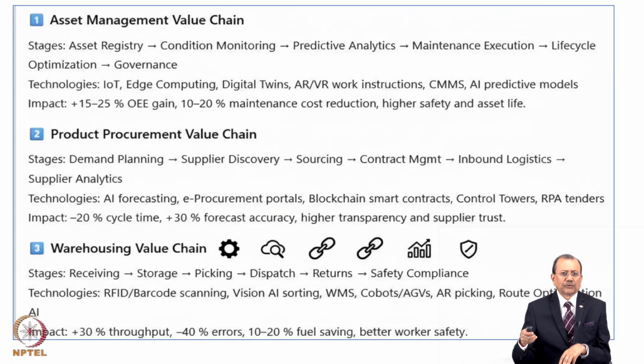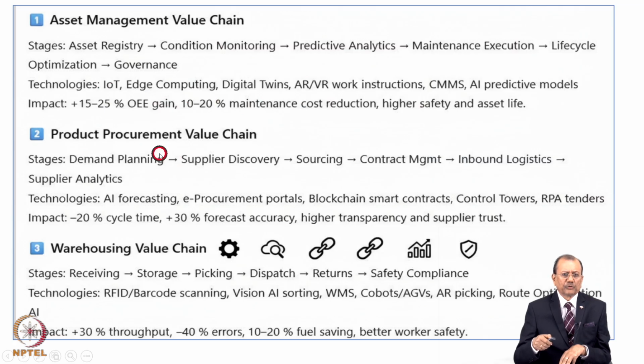In this slide, I am showing some examples of value chains and which kind of technologies are being used. In the case of asset management, the value chain is asset registry, condition monitoring, predictive analytics, maintenance execution, lifecycle optimization, and governance. These kinds of technologies are used in the asset management value chain, and then the impact of using these technologies over these processes can be realized. Like that, there are three examples I have given in this slide.